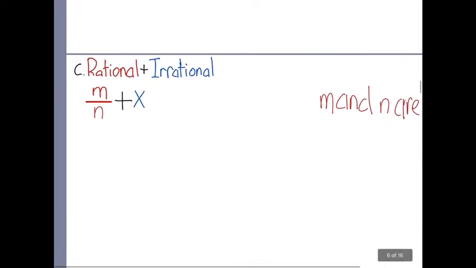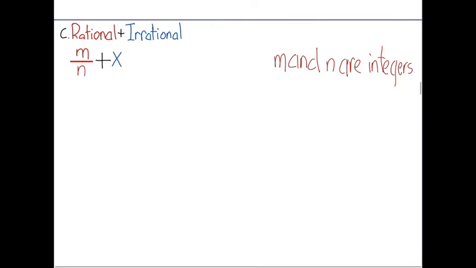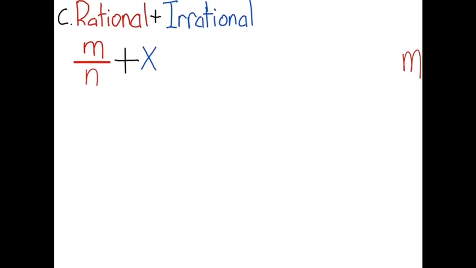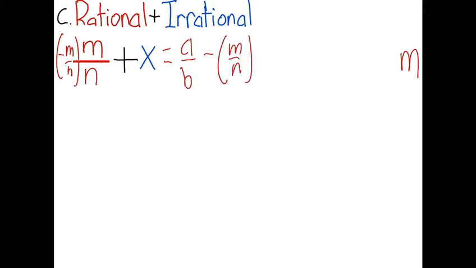And now let's get into the fun part. Adding a rational number to an irrational number. And over here, m and n are both integers. So to do this, let's assume that the answer, when you add these two together, is a rational number. Let's say a over b. If we subtract m over n from both sides, like here, then we can isolate x on this side.